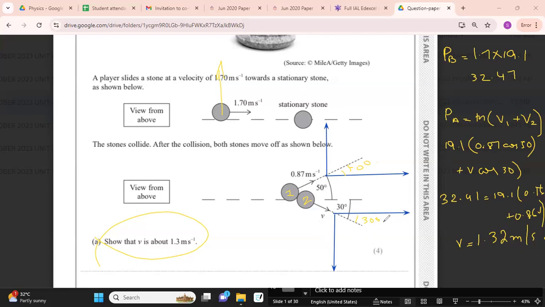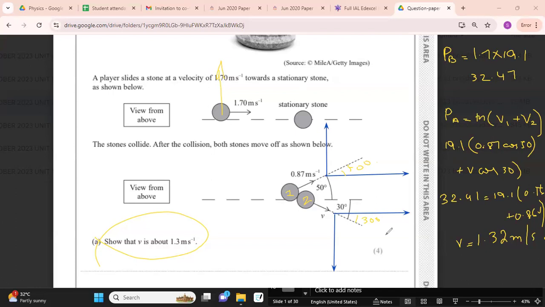So a shorter way of doing this, I think, is that you can also do 0.87 sine 50, right? And then you can go ahead and divide it by sine 30. So if you do that, again, your answer comes out to be 1.33. So you're going to get the same answer that way. The first idea that came to my mind is that we know that the vertical components of both the stones are equal to each other. So we can obviously do 0.87 sine 50 equals v sine 30 and quickly do the calculations.